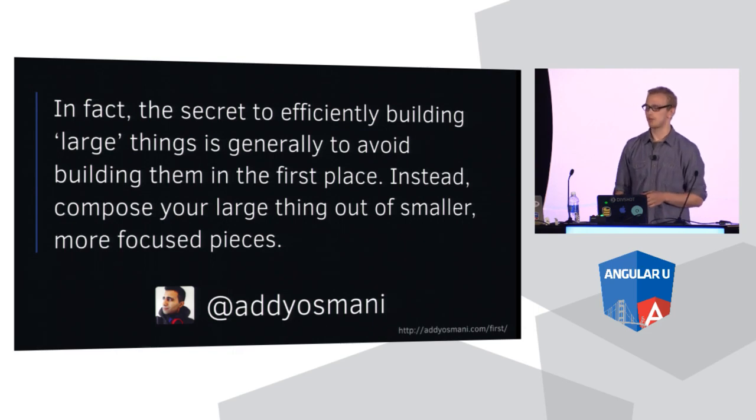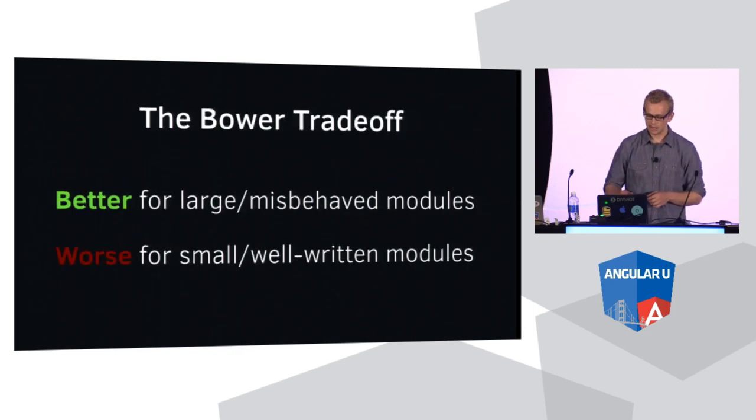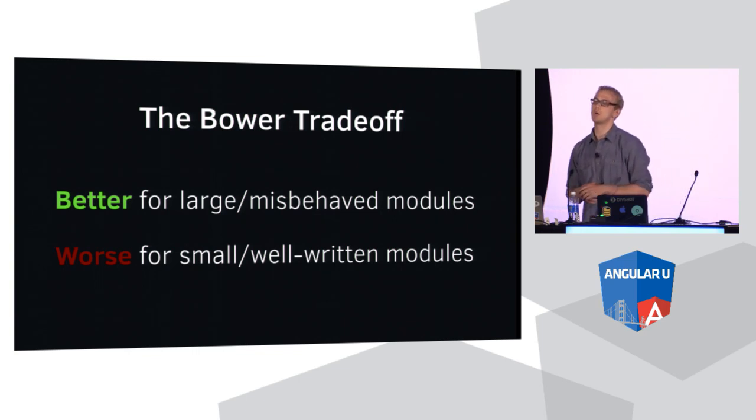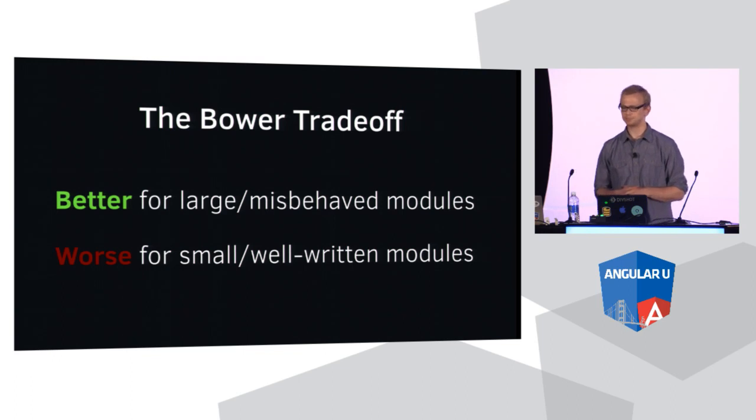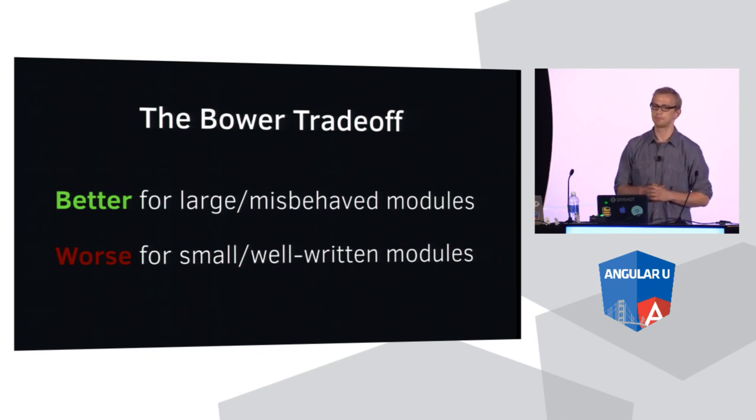We sort of see a trade-off around Bower. And that trade-off is that it's better for large or misbehaved modules, and we'll define this in a second. But it's dramatically worse for small and well-written modules that follow the philosophy that we're talking about here. And so large modules are things like Angular or jQuery, where it either makes no sense at all to include 2 of them, or it's completely impossible. It just breaks.